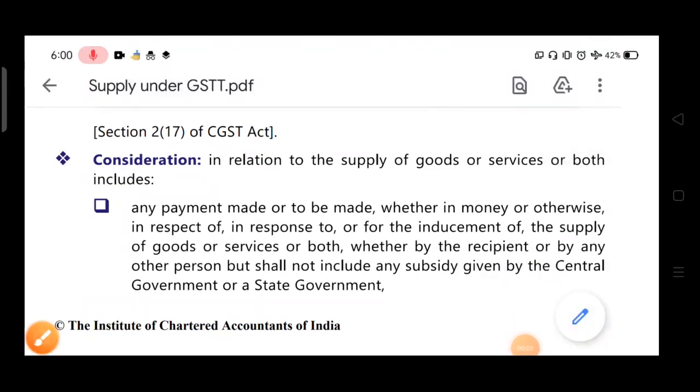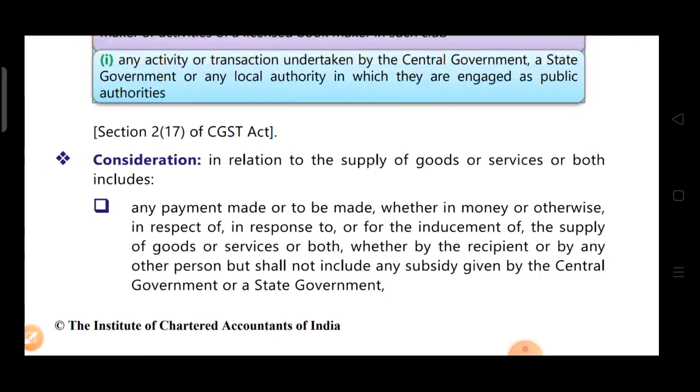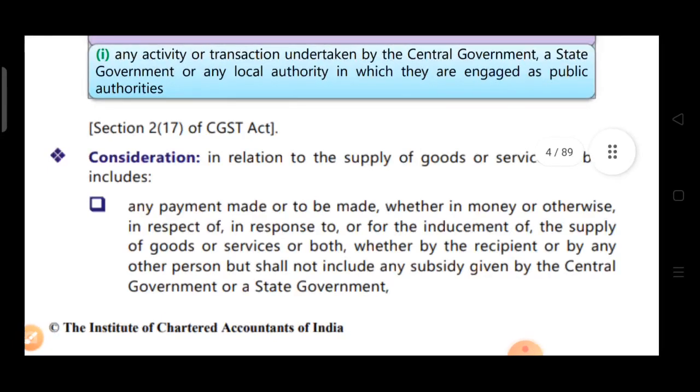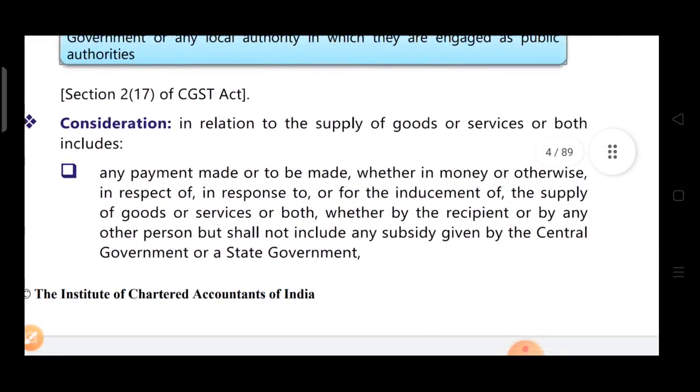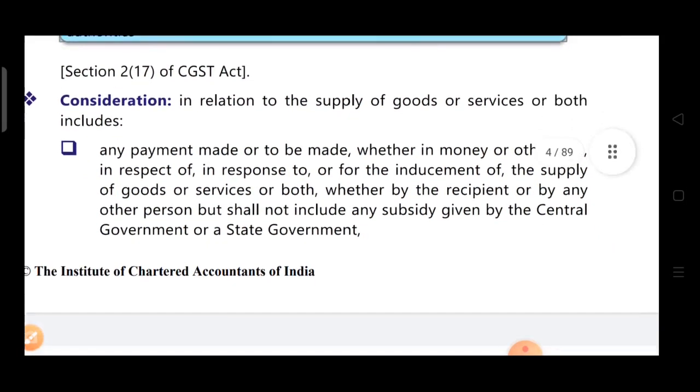Consideration in relation to supply of goods or services or both includes. The definition of consideration that they have given is also an inclusive definition, not an exhaustive definition, because they have mentioned consideration includes. Consideration includes any payment made or to be made, whether in money or otherwise, in respect of, in response to, or for the inducement of the supply of goods or services or both, whether by the recipient or by any other person, but shall not include any subsidy given by the central government or a state government.